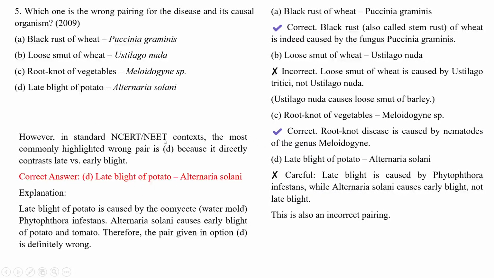However, in the standard NCERT or NEET context, the most commonly highlighted wrong pair is option D, because it directly contrasts late versus early blight. So the correct answer here is late blight of potato, Alternaria solani. Late blight of potato is caused by the oomycete, water mold, Phytophthora infestans. Alternaria solani causes early blight of potato and tomato. Therefore, the pair given in option D is definitely wrong. So this is the overall explanation for this question. Let's move to the next question.